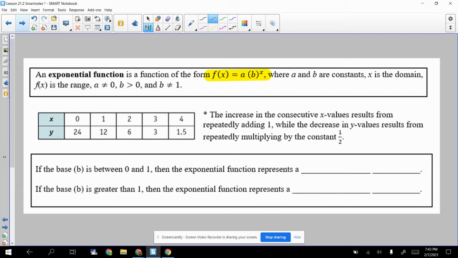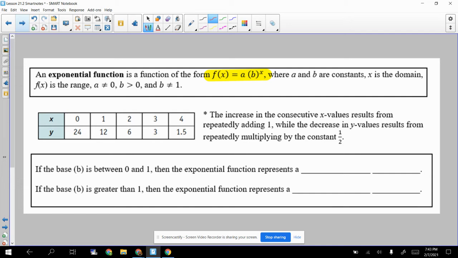An exponential function is a function of the form f of x equals a times b to the x. So that's going to be super important for you guys. Obviously, a and b are constants, so a times b to the x. So x is the exponent. That's why it's called an exponential function. X is the domain, f of x is the range, so that's still the same as always. X is the domain, y is the range.